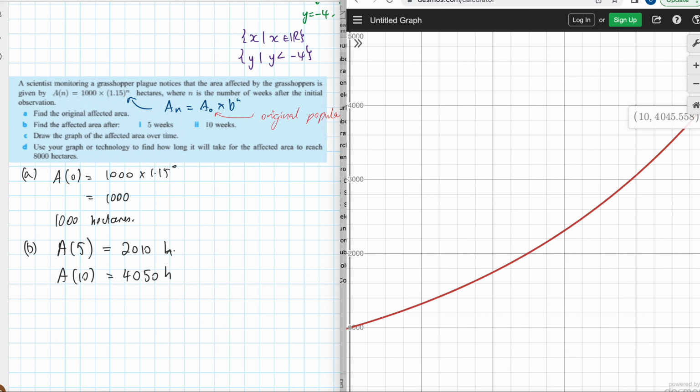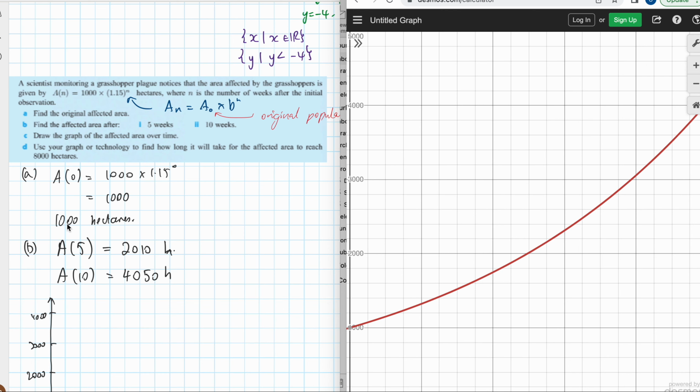Next, it says draw the graph of the affected area over time. Now, since we have 3 points, we should be able to draw this okay. And to be honest, normally they give you graph paper and stuff. We're going to give it a crack here. So 1, 2, 3, 4, 5, 6, 7, 8, 9, 10. Good. And let's go. That's 1,000. That's a break. 2,000, 3,000, 4,000. 2, 4, 6, 8, 10. And then we're going to sketch in these points.